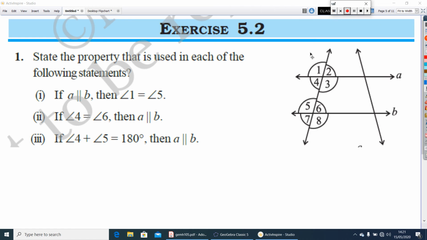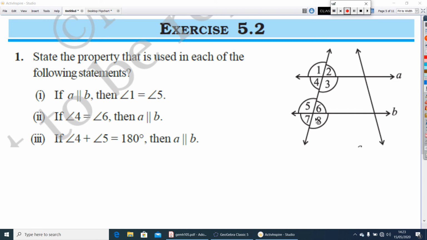This is the first question of exercise 5.2. State the property that is used in each of the following statements. If A parallel to B, then angle 1 is equal to angle 5. Look at angle 1 and angle 5. They are corresponding angles, so you can say it is the corresponding angle property. Then what about angle 4 and 6? They are alternate interior angles. So you can write alternate interior angle property.